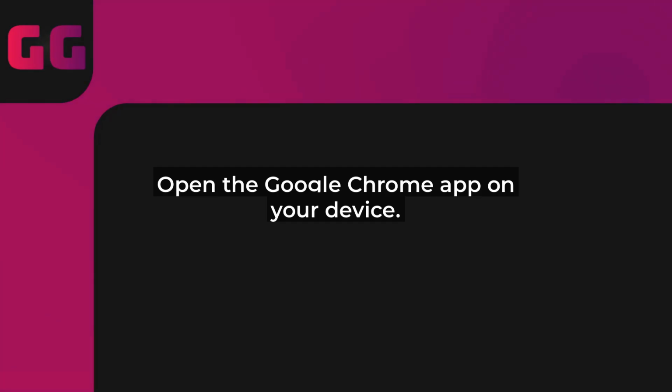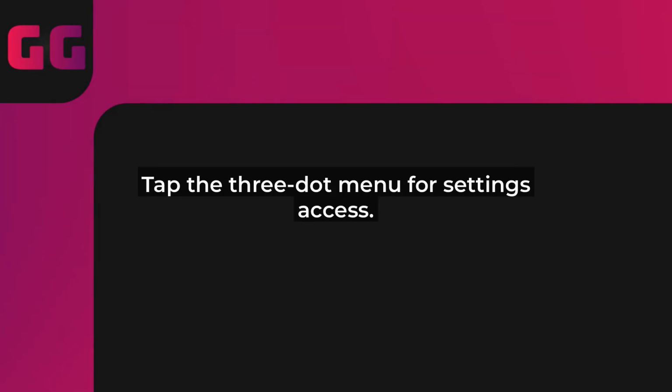Let's jump right in. First, open the Google Chrome app on your mobile device. If it's not on your home screen, find it in your app drawer or search for it. Once Chrome is open, tap the three-dot menu icon in the top right corner. This is your gateway to settings. In the menu, scroll down and select Settings. It's usually at the bottom, but keep an eye out for any updates in 2025 interfaces.